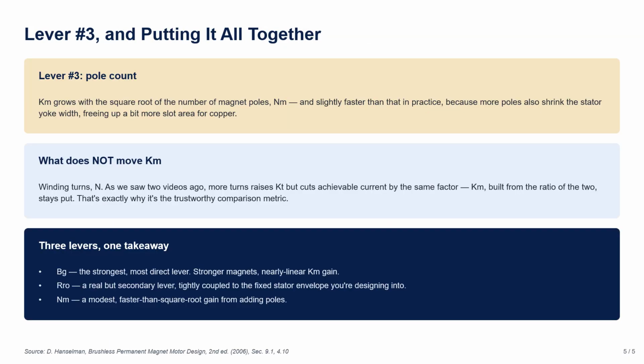The third lever is pole count. Km grows with the square root of the number of magnet poles, and slightly faster than that in practice, because adding poles also shrinks the stator yoke width, freeing a bit more slot area for copper along the way.